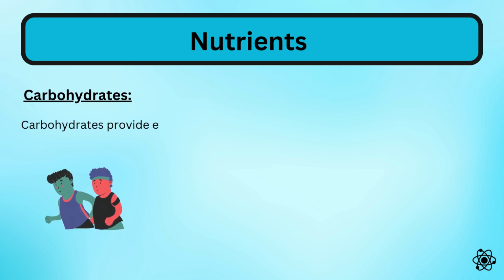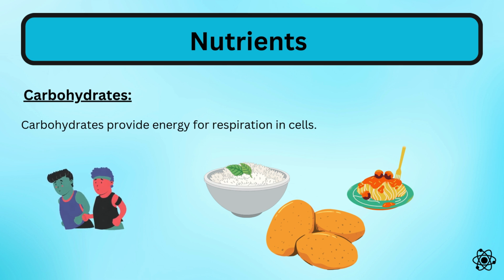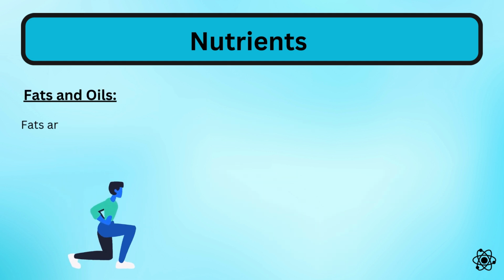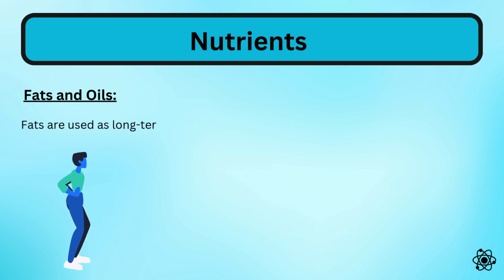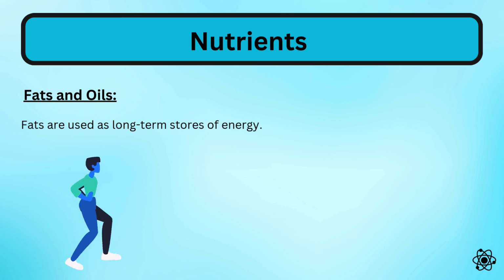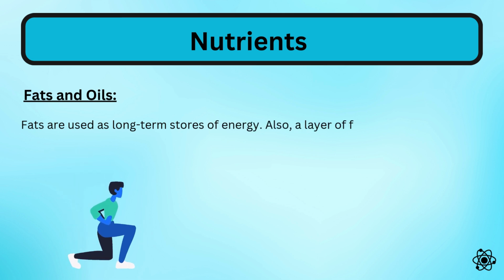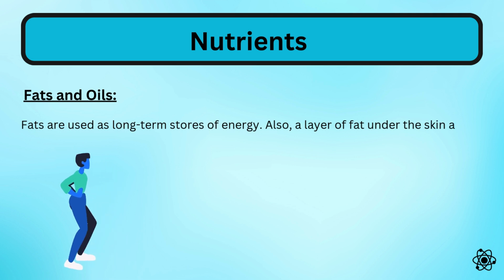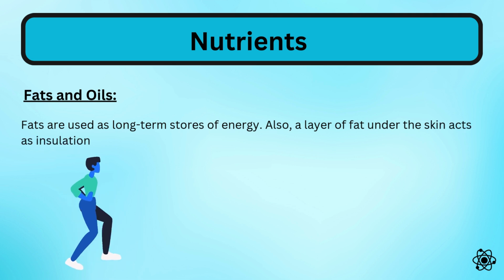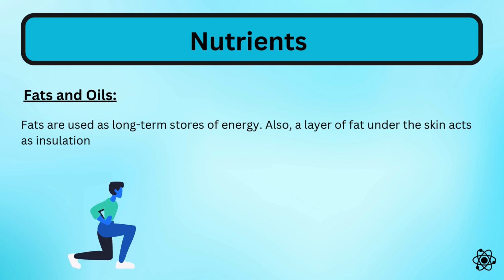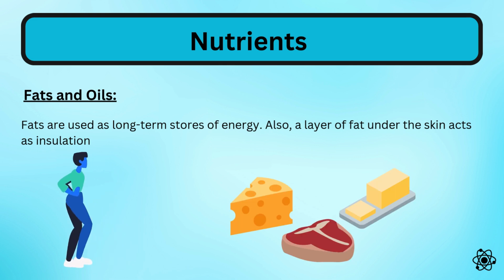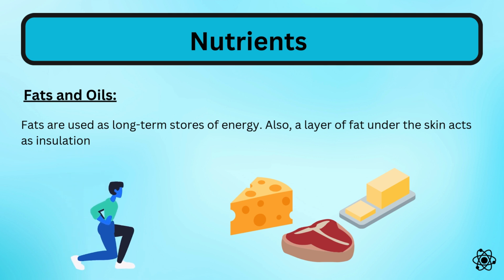Carbohydrates provide energy for respiration in cells. Examples of carbohydrates include rice, pasta, and potatoes. The next food group is fats and oil. Fats are used as long-term stores of energy. Also, a layer of fat under the skin acts as an insulation. Cheese, fatty meats, and butter are examples of fats.